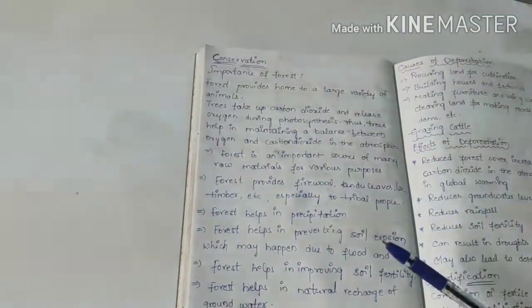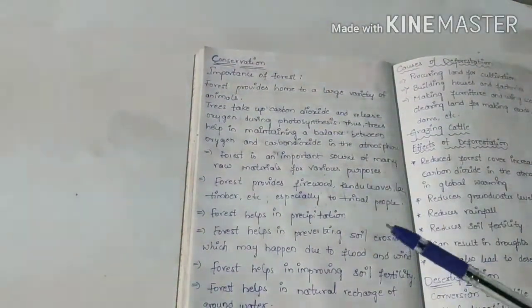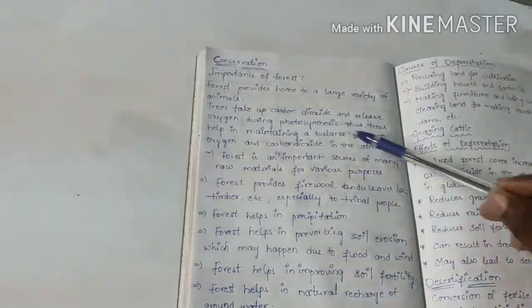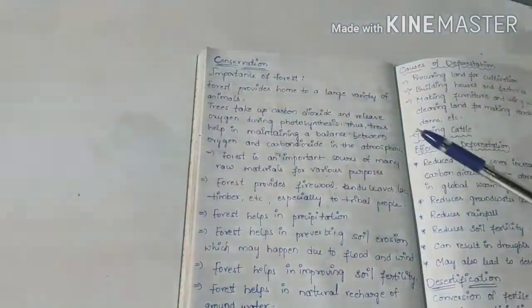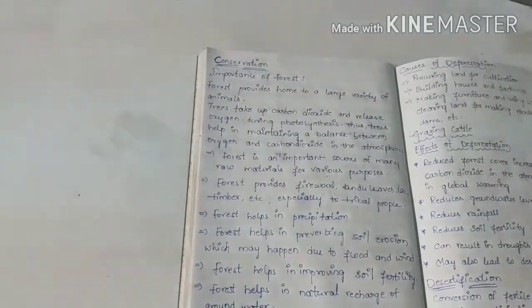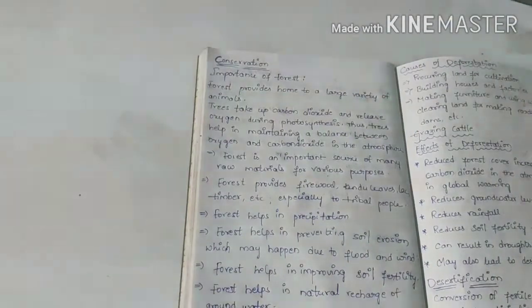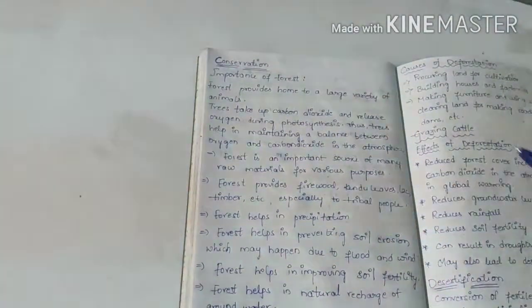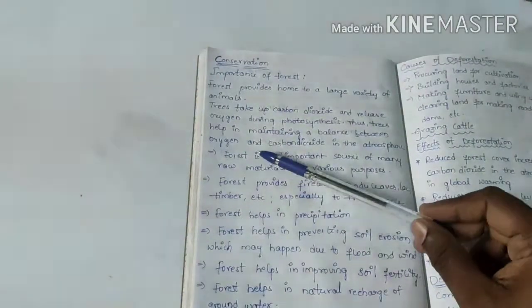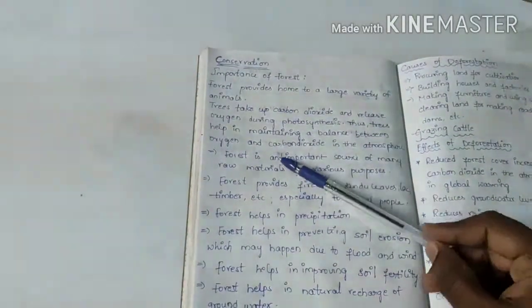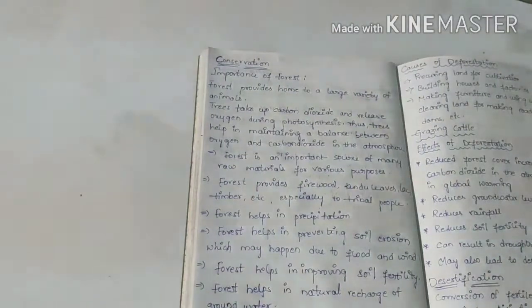Why are forests important to us? Forests provide homes to a large variety of animals. It is true, the animals which are living in the forest, for all those animals, forests are providing homes. Trees take up carbon dioxide and release oxygen during photosynthesis. Thus, trees help in maintaining a balance between oxygen and carbon dioxide in the atmosphere.